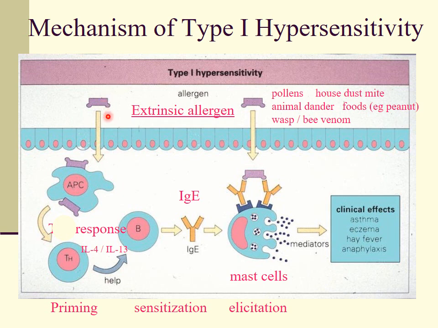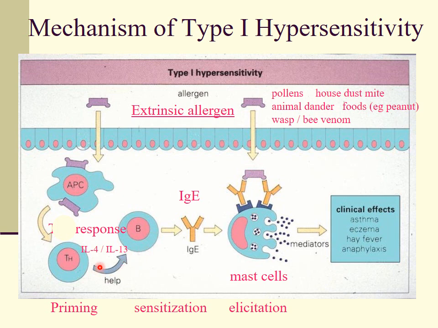Whenever there is an entry of an extrinsic antigen, or in this case you can say allergen, it may be pollen, house dust, animal dander, food, or anything else. When it gets entry into the body, what happens? The antigen presenting cells, you know, macrophages, dendritic cells, take and present it in the lymphoid tissue to the helper T cells. And the helper T cells then activate the B cells.